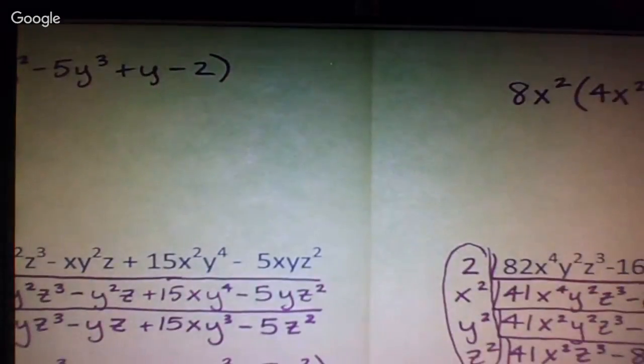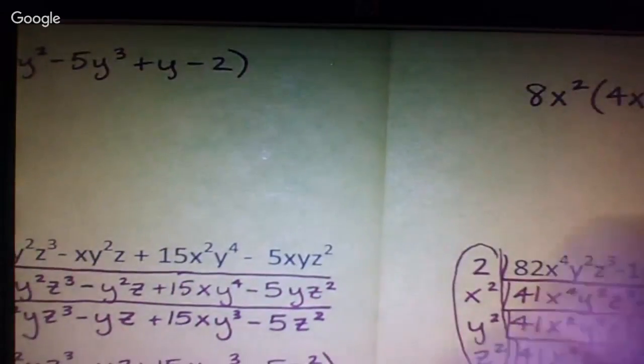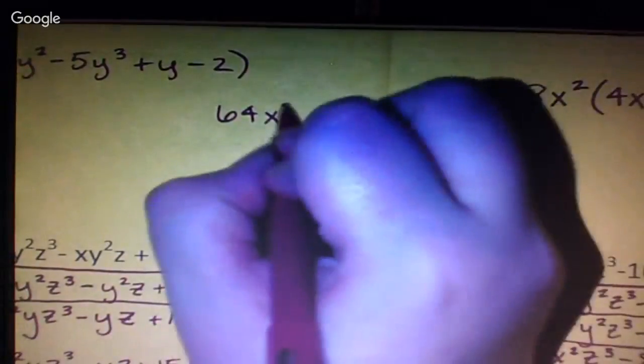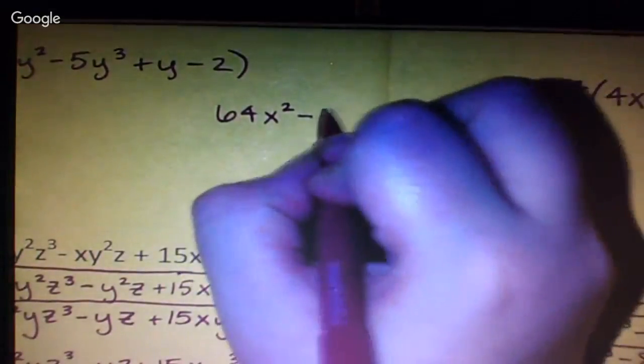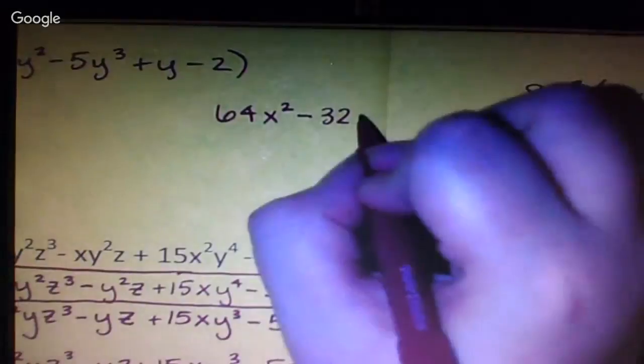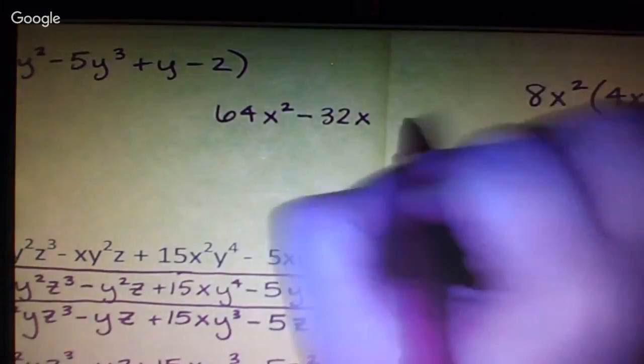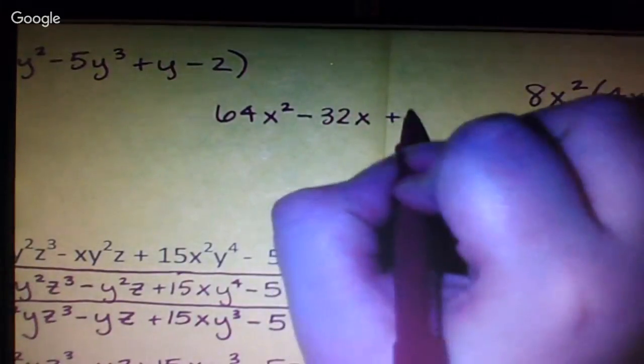Find a spot somewhere. I'm going to go directly in the middle. Let's do 64x squared minus 32x plus 16.